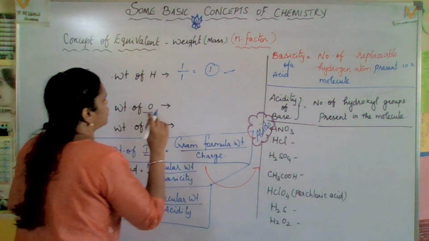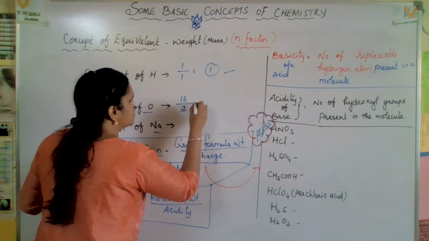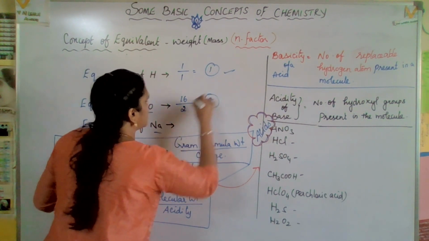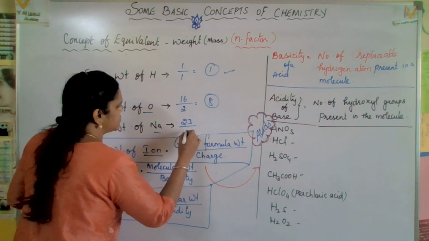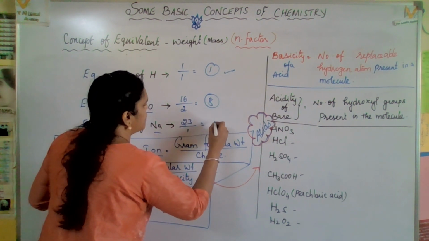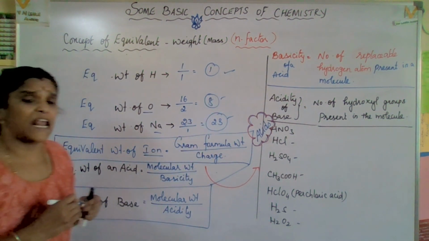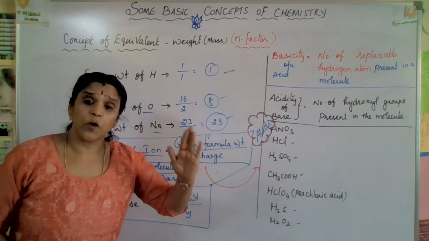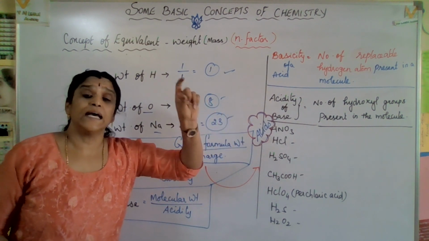Now the equivalent weight of oxygen: atomic weight of oxygen is 16, valency of oxygen is 2. So the equivalent weight of oxygen is 8. Now, the atomic weight of sodium is 23 and the valency of sodium is 1. So you will get the equivalent weight of sodium as 23 only. Hope you got a clear idea about the equivalent weight of any element, that is, the n factor of the element.